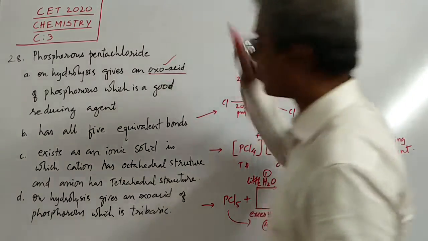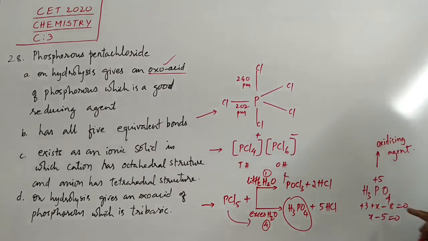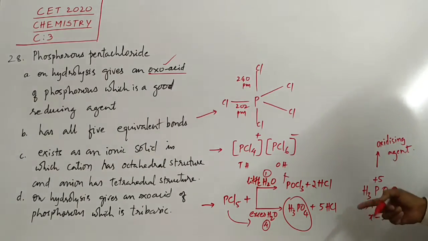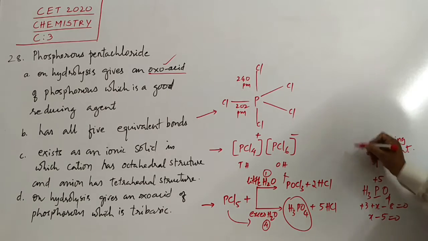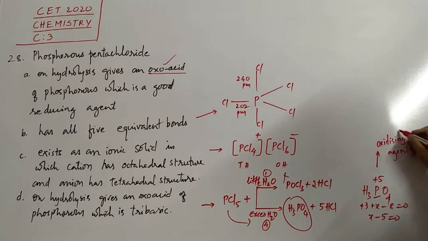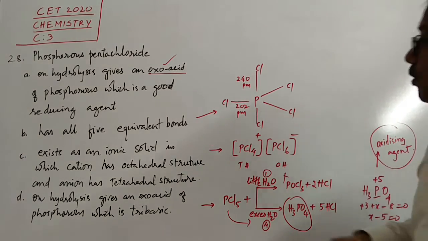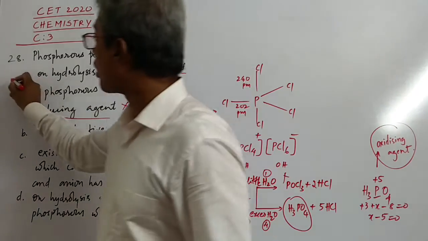Now look at this. Oxo acid of phosphorus is produced. Then let us check whether it is a good reducing agent. We can guess whether it is an oxidizing agent or reducing agent based on the oxidation state of the central element. The central element is phosphorus and its oxidation state appears to be +5. In the outermost shell of phosphorus, it has 5 electrons. It has lost all the 5 electrons. That means it cannot give electrons. Therefore, it cannot act as a reducing agent. In fact, it acts as a very good oxidizing agent. Therefore, this statement is partially correct and partially wrong, and hence this cannot be the choice.